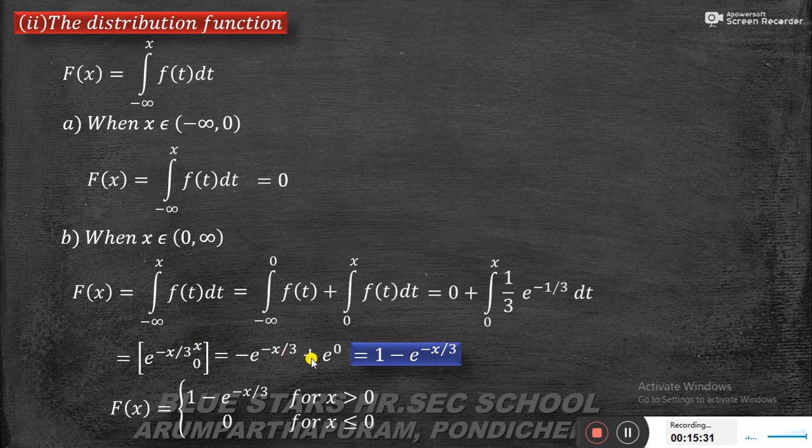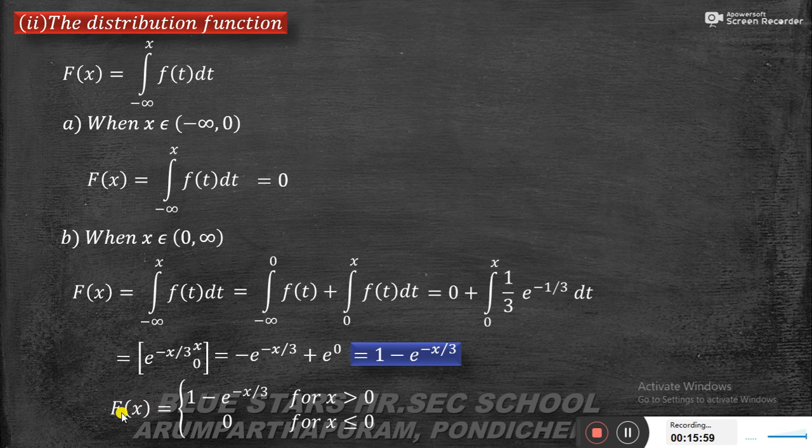Next I put the minus sign here, I substitute the lower limit, so e power 0 is 1, so minus of, already there is a minus before here, so minus of minus plus. Here outside minus will come. Therefore minus into minus plus, therefore e power 0 is 1 minus e power minus x by 3. This is the answer for x belongs to 0 to infinity.